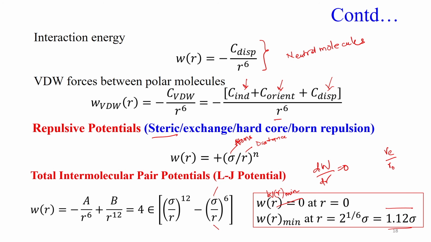So, here we started from covalent interactions, then Coulomb interaction between ion-ion, then ion-dipole, then dipole-dipole. Then we discussed some non-electrostatic forces like London dispersion force, then steric repulsion, and if you combine them, it gives the total intermolecular pair potential.